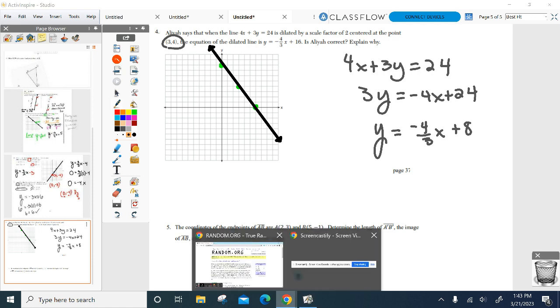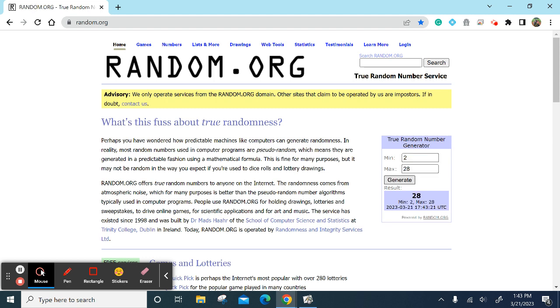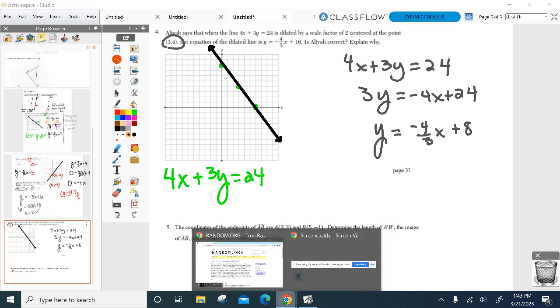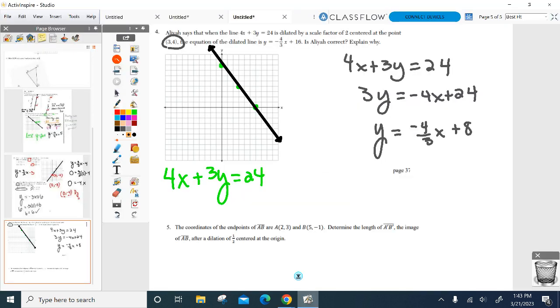So what should be the equation of my new line? Y equals negative 4/3 x plus 8. Okay. That's what I've given you at the beginning. Tyler went ahead and already put it into slope-intercept form, y equals mx plus b. So is Aaliyah correct or not? No. The original line, the new line remains this. The new line is the same as the original.